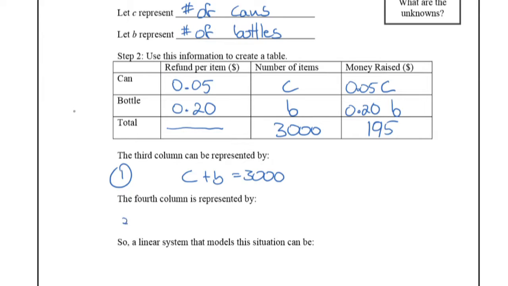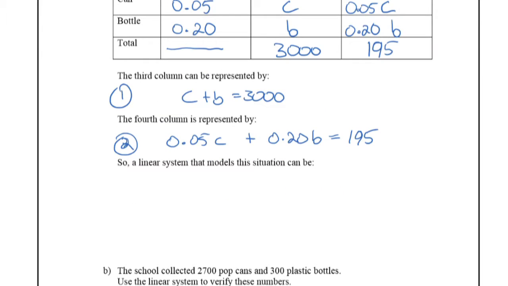And then the fourth column is going to be equation number two. If I took 5 cents times the number of cans and I added it to 20 cents times the number of bottles, I would end up with $195 in total. So that is my linear system that models it up above here, 1 and 2.